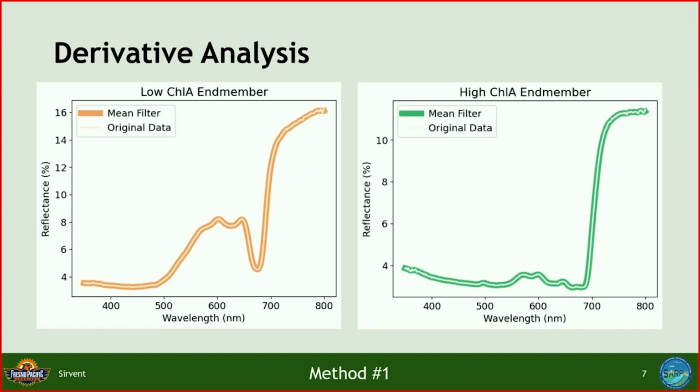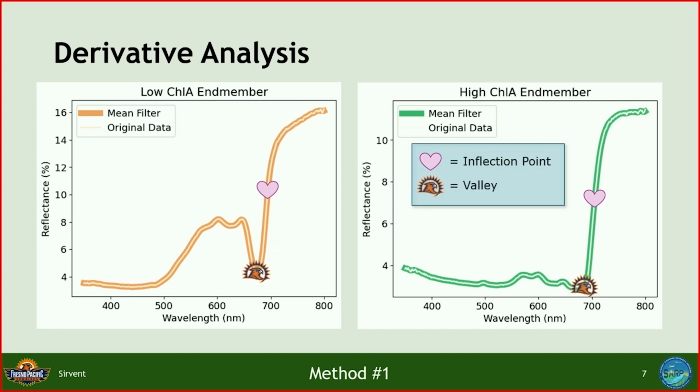So the first method is derivatives, and you can notice right away there's a really big difference between low chlorophyll A and high chlorophyll A. That is a kelp blade with really low pigment concentration. You can see it has a higher magnitude in the 600 range as opposed to the high chlorophyll A. When we use derivatives, we're going to look at special features of the spectra, the first one being this inflection point, which is where the graph changes concavity. That is to say, it goes from a valley to a peak. And then we also want to look at this valley right here.